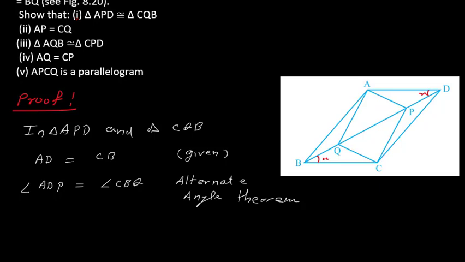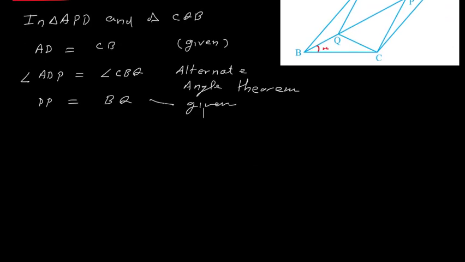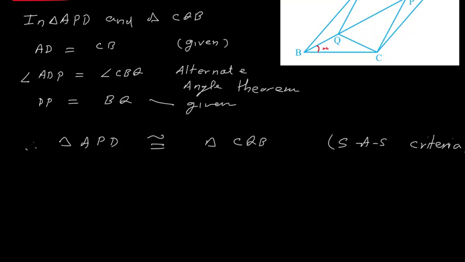And third, we have DP equal to BQ. This is also given. So therefore, triangle APD and triangle CQB are congruent. I will not write 'and', I will use the symbol of congruence. So these two triangles are congruent by side angle side criteria.